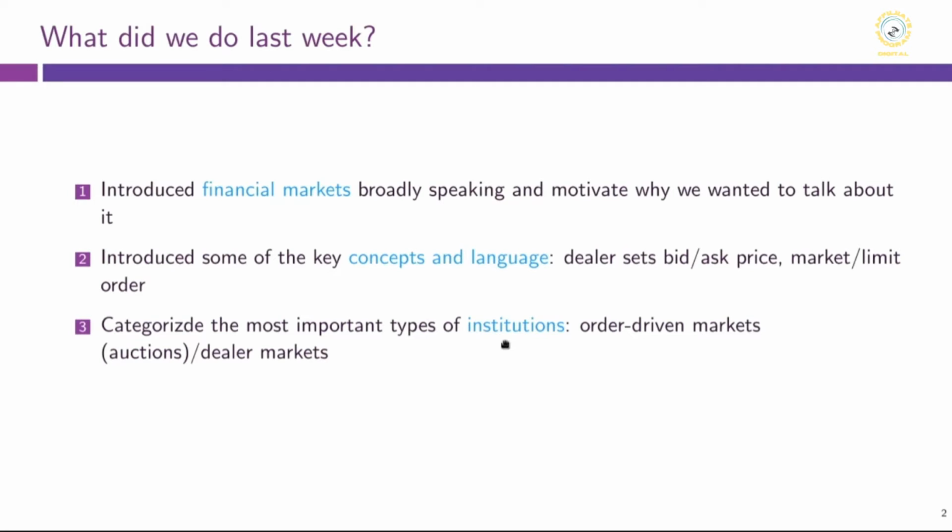Finally, we have also talked a little bit about the institutions, about how real-world markets are organized, what the possible types of markets are and dimensions in which they can differ. And we also introduced the main players in the markets.